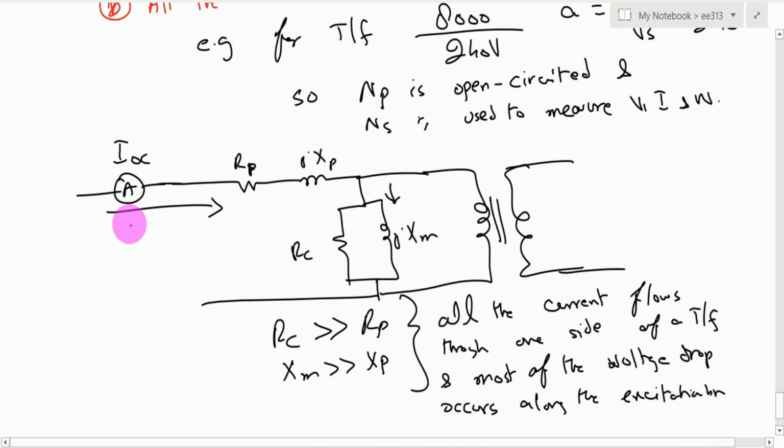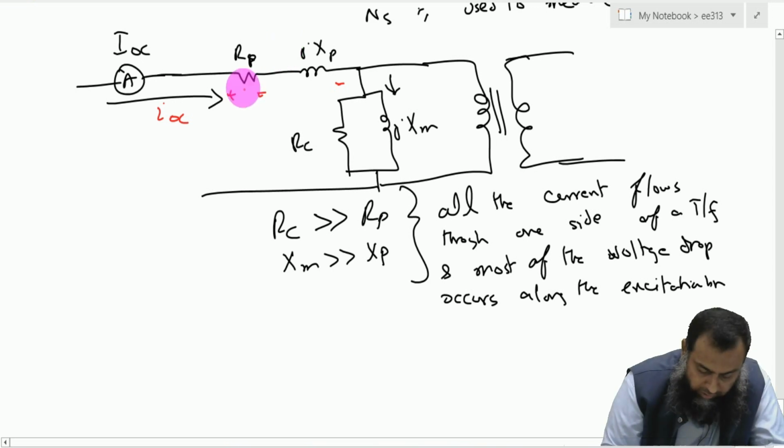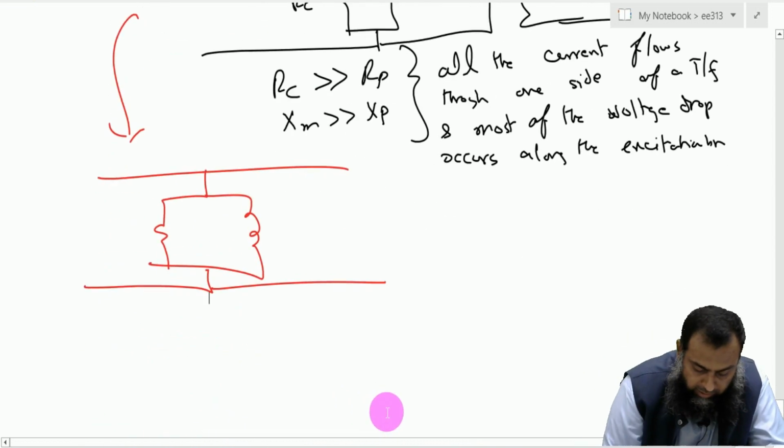Because it's a series circuit, this current, let us say this is IOC, is producing some voltage drop across this impedance as well as across the excitation branch. Because this excitation branch has a value which is very much greater than these series branch elements, the majority of the voltage drop is across this particular excitation branch. So because this is negligible, we can say that this circuit is left out when we undergo an open circuit test in a given transformer.